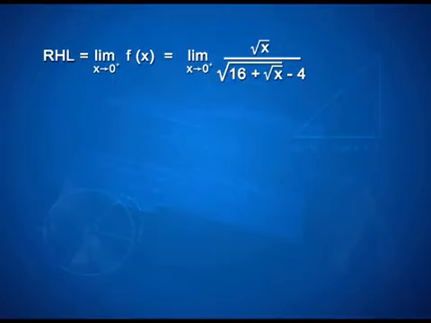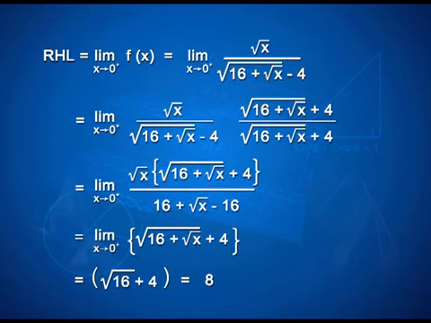Again, as we take x approaching 0 from its greater side, f x gets replaced by the function root x by square root of 16 plus square root of x minus 4. And as we said earlier, we use rationalization. So, if I multiply and divide by the conjugate of the denominator, I get simplification to a large extent, and you can see how nicely it just simplifies to root of 16 plus root x plus 4.